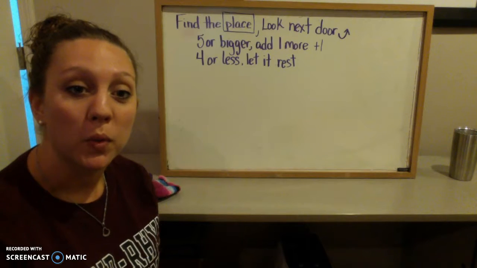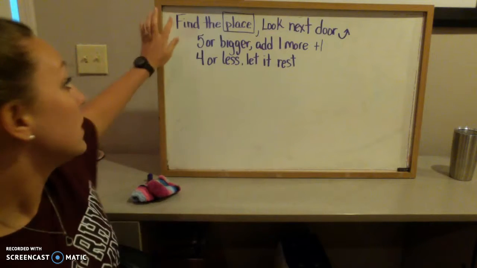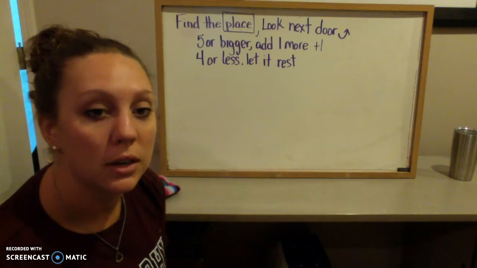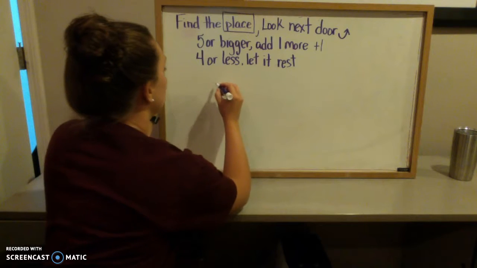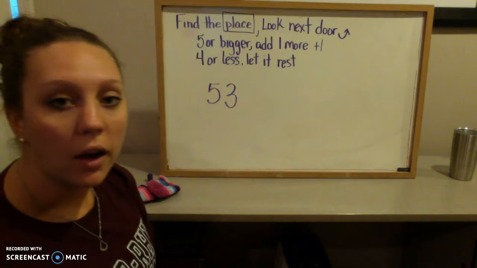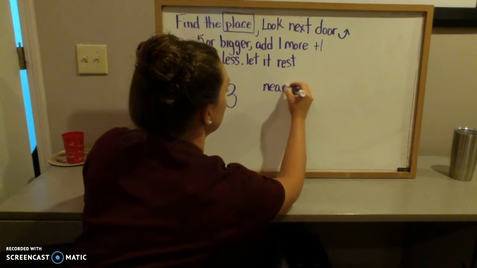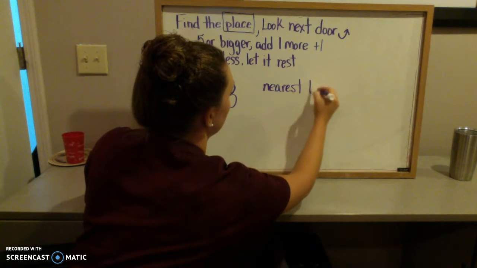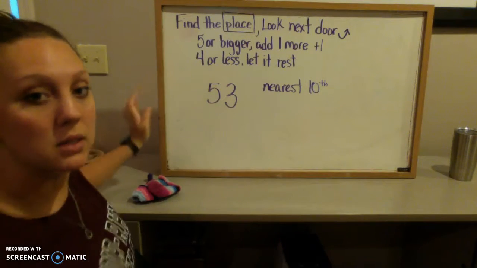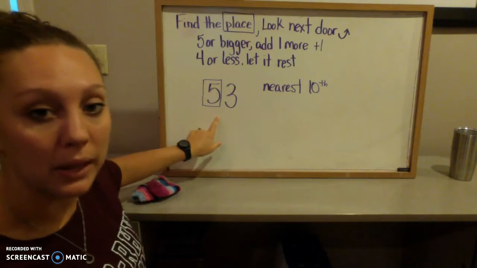Okay, so remember, when we are rounding to the nearest tenth or to the nearest 100, we want to follow these steps just like we have on our anchor chart. So let's first look at rounding to the nearest tenth with the number 53. All right, and we are rounding to the nearest tenth. First we need to find our place. So let's circle the 5 because the 5 is in the 10th place.